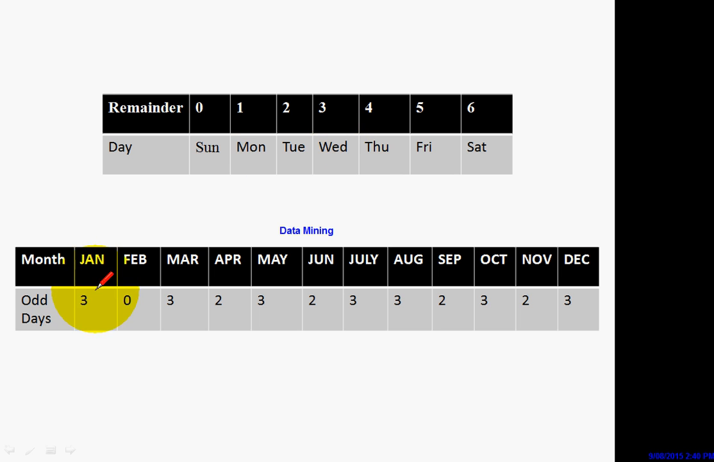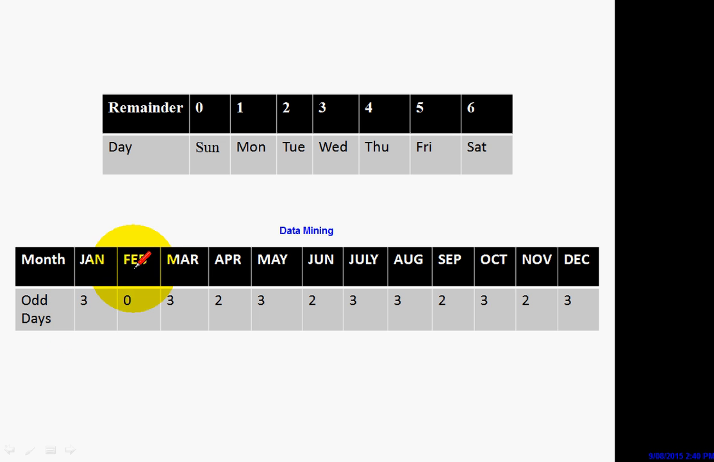For January there are 3 odd days. How do we calculate the number of odd days for a month? In January we have 31 days. Divide 31 by 7, because 7 days constitute 1 week. So 31 divided by 7, you'll get the remainder as 3. That remainder, or the extra days, is the odd day.